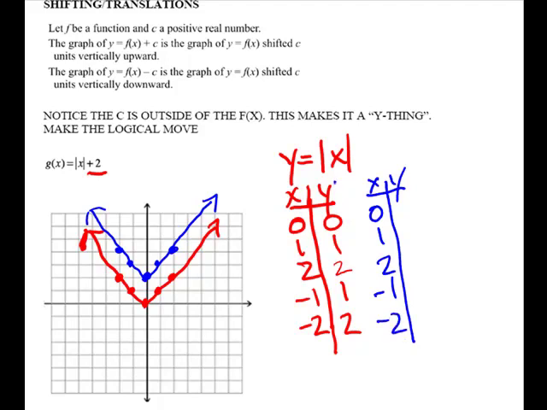And in the Y column, I would add 2. So 0 plus 2 is 2. 1 plus 2 is 3. 2 plus 2 is 4. 1 plus 2 is 3. And 2 plus 2 is 4. And this is going to be my new graph, and we can just verify 0, 2, 1, 3, 2, 4, negative 1, 3, and negative 2, 4.